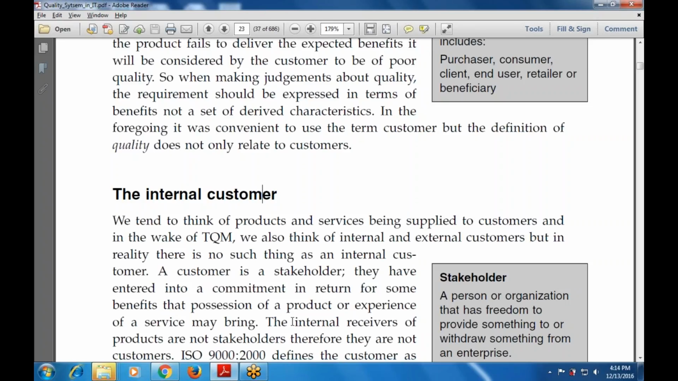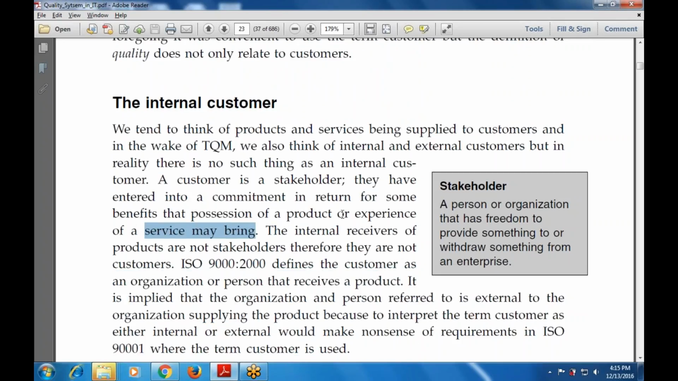So a person or organization that has the freedom to do something, to get something, or withdraw something from an enterprise is known as a customer. So the customer is a stakeholder. They have entered into a commitment in return for some benefit, that is, possession of a product, or the experience of a service that it may bring. The internal receivers of the product are not stakeholders, therefore they are not counted as customers.